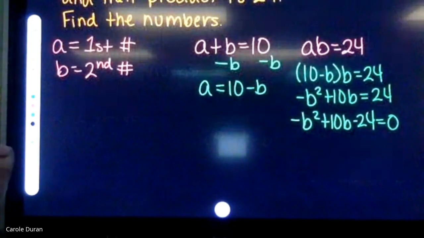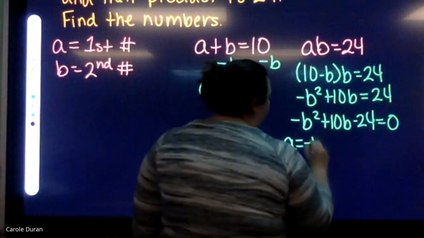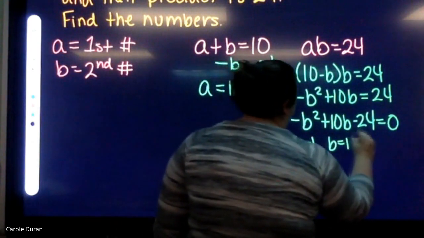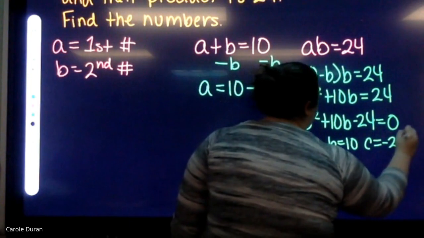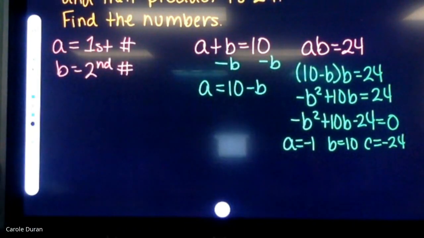So everybody do it because we definitely need the practice. My A value is equal to negative 1. My B value is 10. And my C value is negative 24. Everyone do the quadratic formula, please. You too. Yeah. Brandon, both of you.